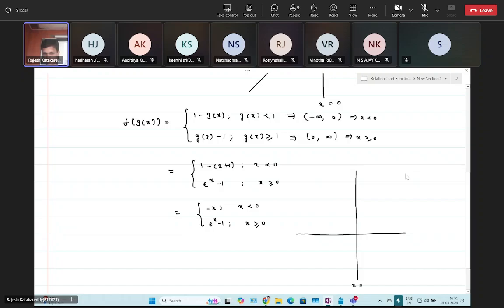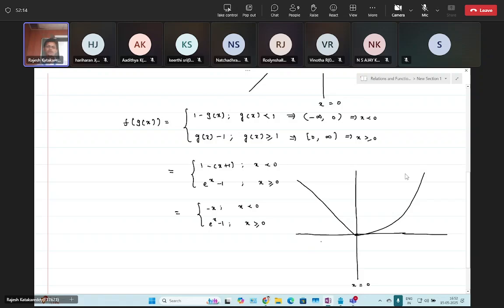This is x equals to 0. e power x minus 1 is the graph of e power x, but we are shifting it 1 unit downwards. So if I shift it 1 unit downwards, it starts from the origin. When x is 0, e power x minus 1 is 0. Now from here, it is an increasing function like this. It will go like this. Now you take minus x. y equals minus x means it is a straight line in the second quadrant.